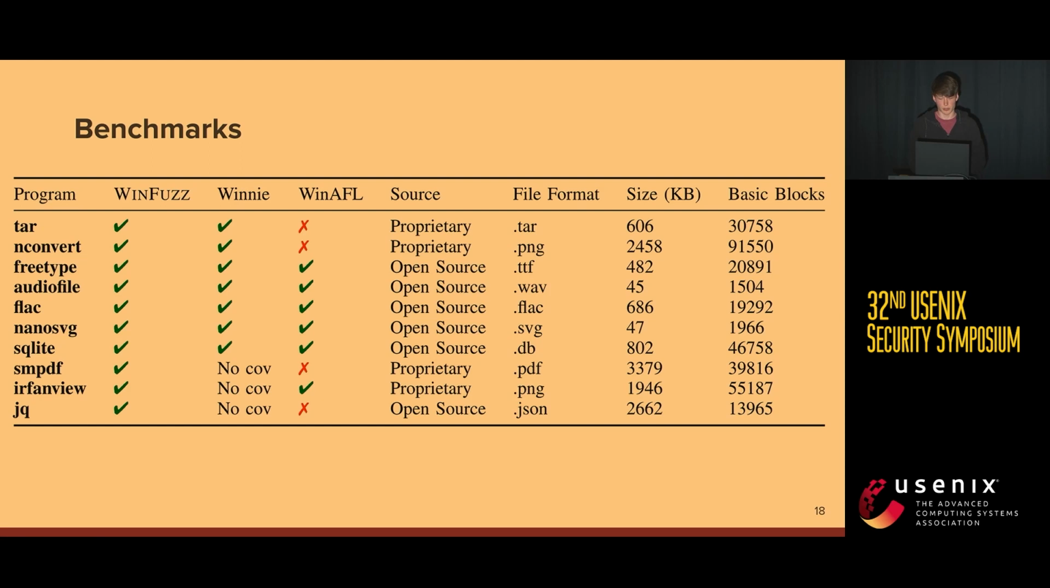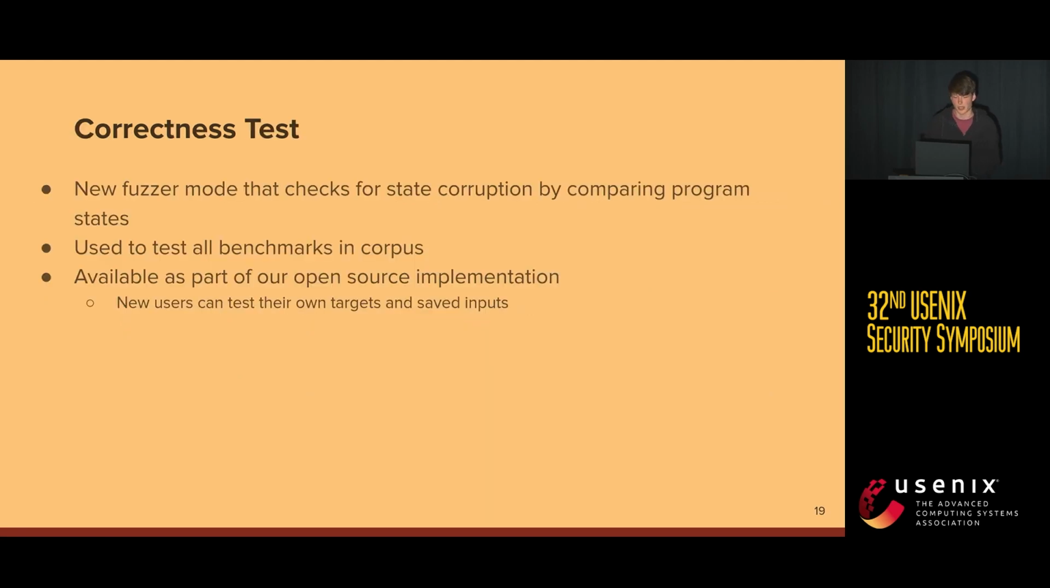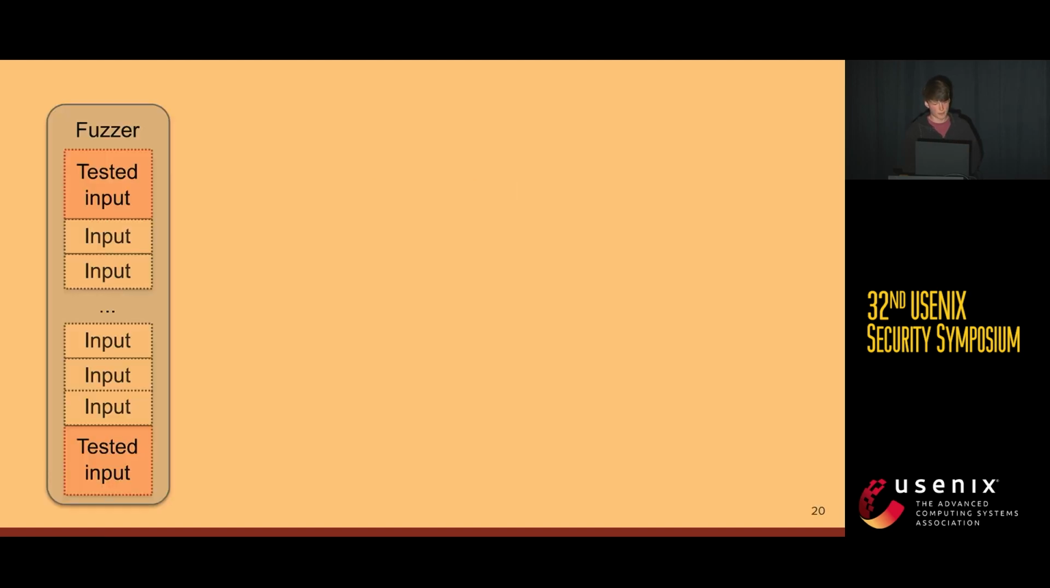Here's our benchmark corpus, so you can see we have a mix of proprietary and open source, different file formats, different sizes. So first I'll talk about the correctness test. So we implemented this as a new fuzzer mode that checks for state corruption that we missed with our state restoration mechanism by comparing program states. So here's how it works.